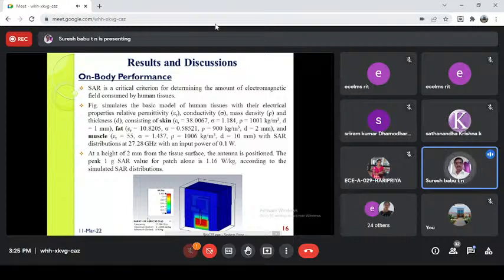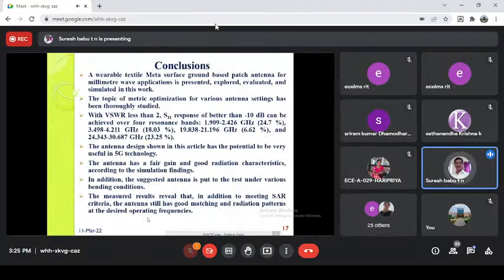The peak 1 gram SAR value for the patch alone is 1.16 W per kg according to the simulated SAR distribution. This is less than 2 W per kg. So this is my conclusion.